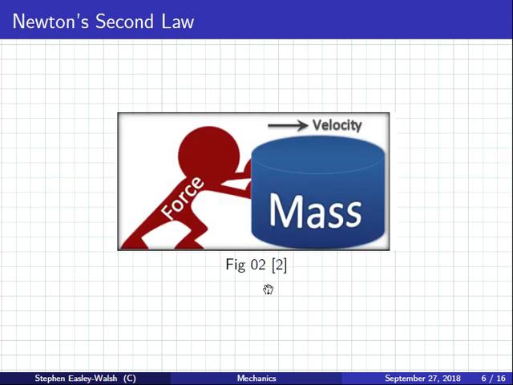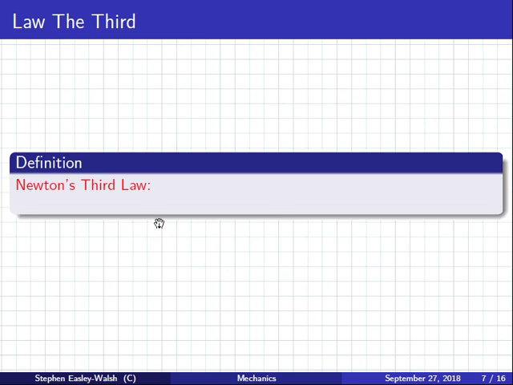Right, so more mass, more velocity, more acceleration means more force. You know this one already. Now, what's Newton's third law?